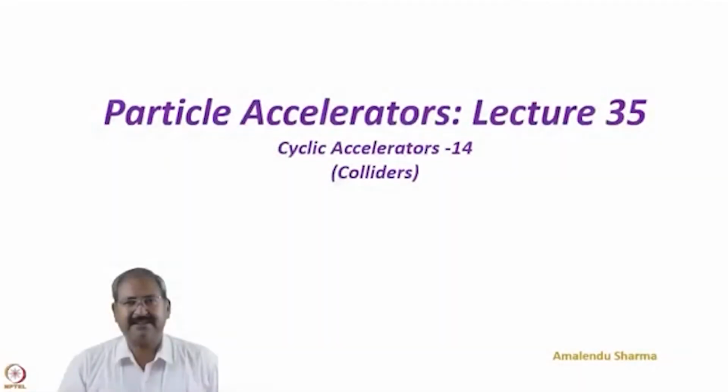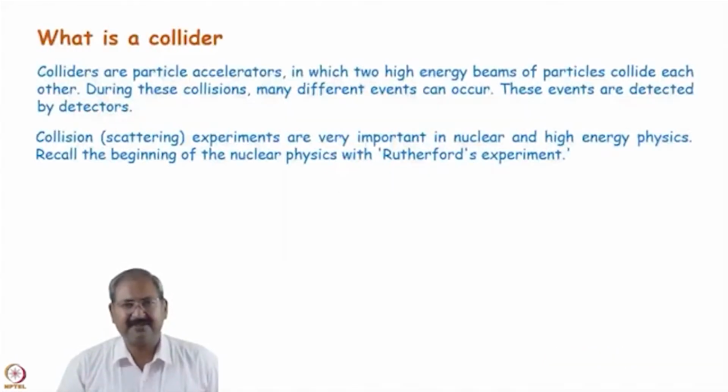In this lecture, we will discuss a new class of accelerators, basically the colliders. Colliders are accelerators which collide beams. Basically, one collider consists of two accelerators, and in these accelerators, two counter-rotating beams are accelerated, and then head-on collision takes place. At these head-on collision locations, detectors are placed to record the events.